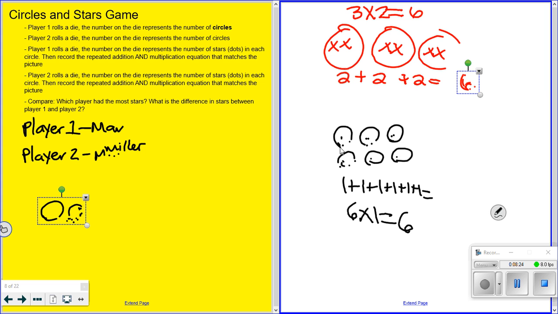Who won? A tie. It's a tie. I got 6 and Maverick got 6. So whoever has more wins that game. Then we will move on to the next round. Oh, okay. So is it whoever has more? Whoever has more wins that game. Does that make sense? Yeah, easy. So far, so good?